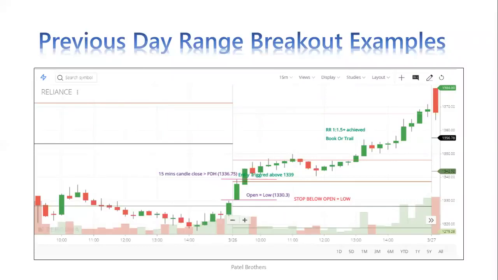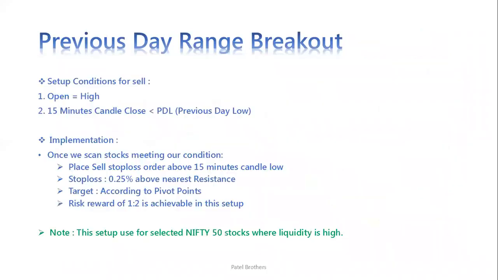Difference between open drive and the range breakout. So in the open drive, there are two rules for the previous day range breakout. The first rule is the same for both the setups. The second rule is different. Here the 15 minutes candle close should be less than PDL.